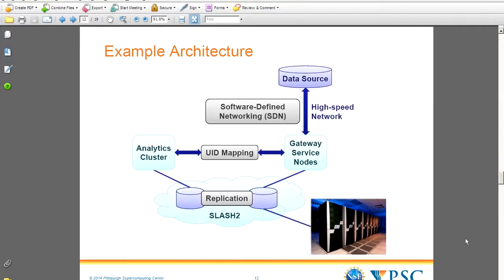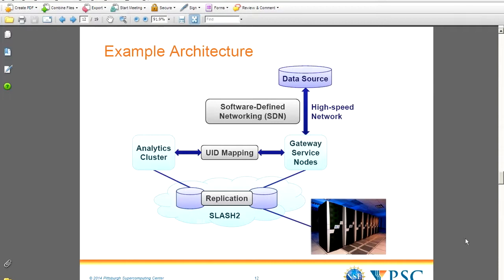A quick example of architecture, this actually comes from J. Ray Scott, is to look at /2 to afford replication between Blacklight, which is the photo in the lower right, and then to allow data exchange between an analytics cluster, which can be at the user's site or at PSC, the gateway service nodes within our own system. The access to those is correlated through a user ID mapping that lets us know which user is which between them. And then that is all linked to some data source over a high-speed network.